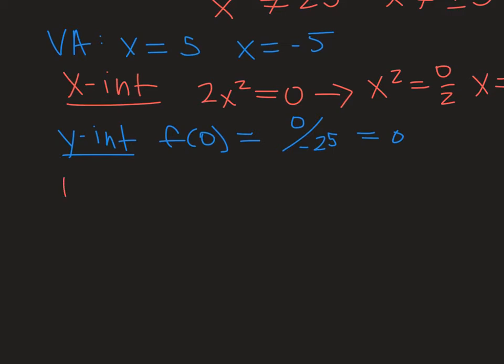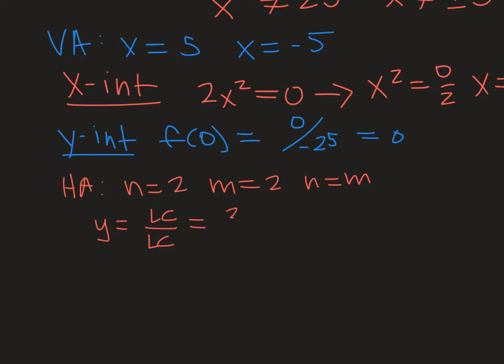Next step, horizontal asymptote. So this is where we look for the degree in the numerator, which is 2, and the degree in the denominator, which is also 2. Those are equal. And when we've got equal degree, our horizontal asymptote is the leading coefficient in the numerator over the leading coefficient in the denominator. So that's 2 over 1, or just 2.